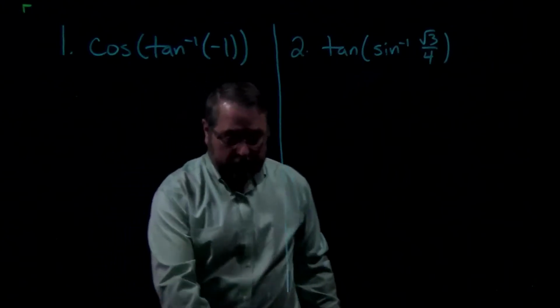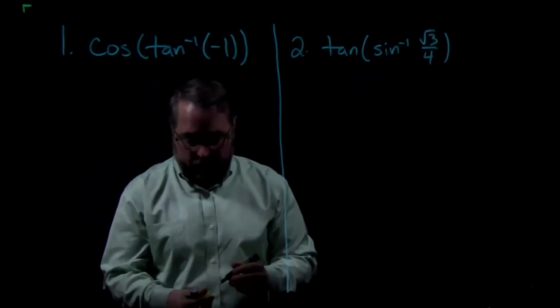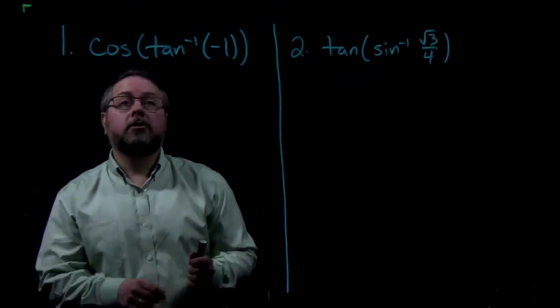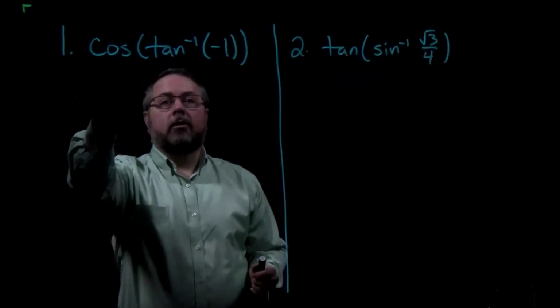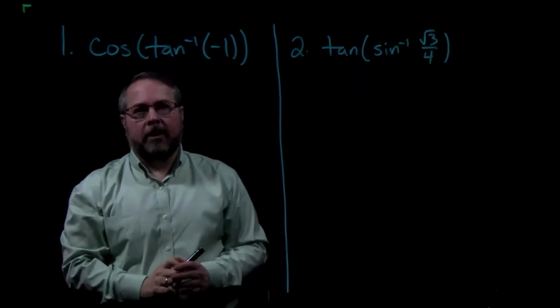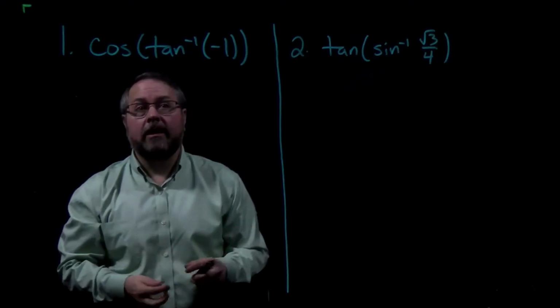All right, so now we're going to look at some problems where we mix our trig functions. Instead of having the same trig function as the inverse trig function, we'll do something like cosine of inverse tangent, or tangent of inverse sine, where we don't have straightforward cancellation properties to rely on.